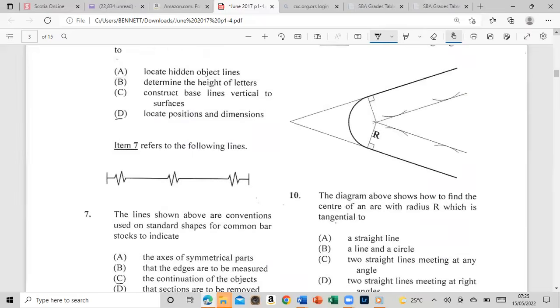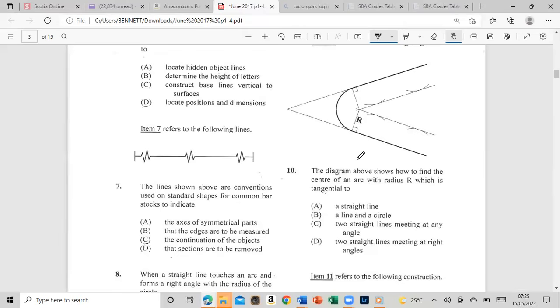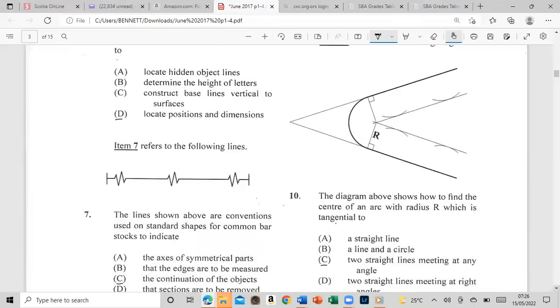Let's move on to number 10. Make sure that you guys can see the diagram. That is better. The diagram above shows how to find the center of an arc with radius r, which is tangential to A, a straight line, B, a line and a circle, C, two straight lines meeting at any angle, or is it D, two straight lines meeting at right angles? And that is two straight lines meeting at any angle. So that is C.